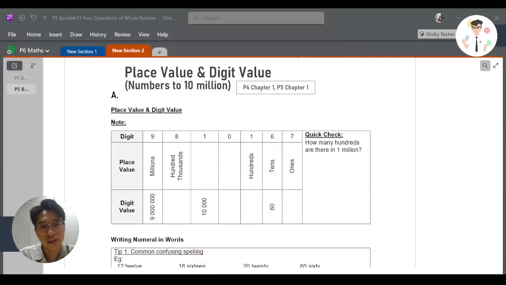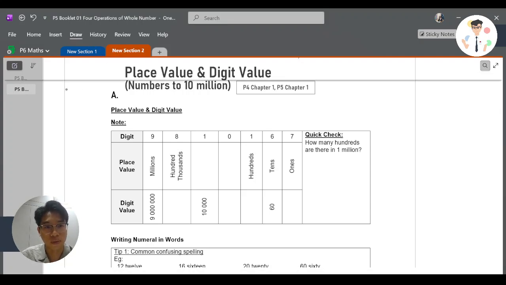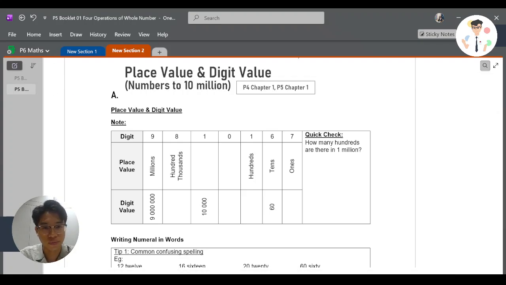On my digital class, and now we're looking at the topic of place value and digit value with the numbers to 10 million. This is a topic that we actually learn in P4 chapter 1, but we are also learning it more in P5 chapter 1. So let's start with the place value and digit value first.